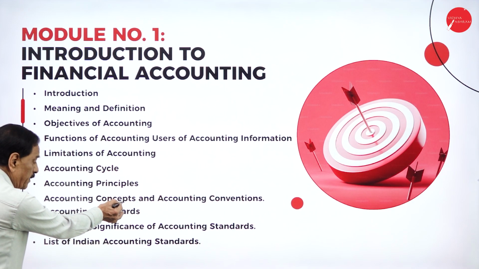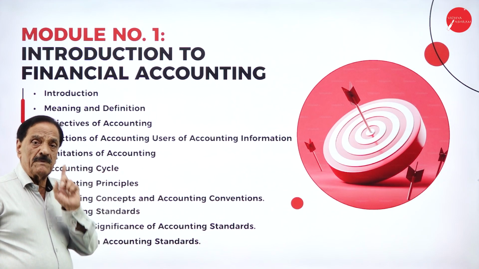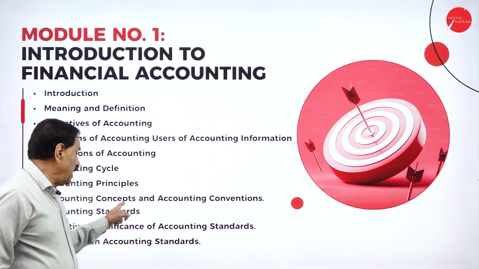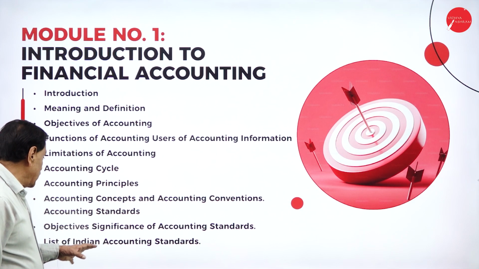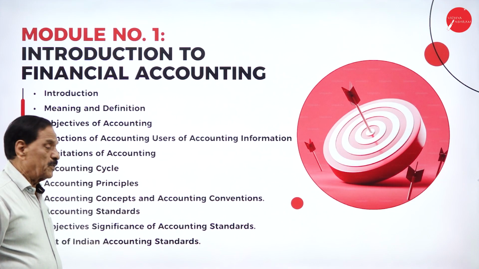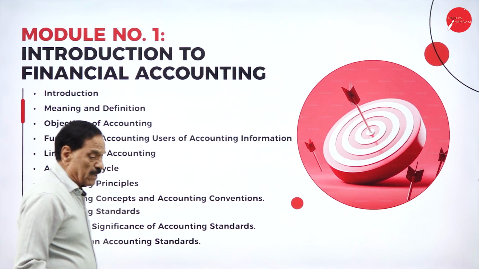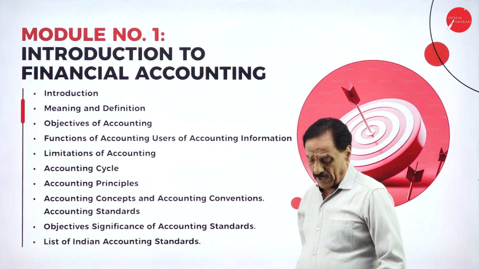We'll give the PDF notes for this. Concepts and convention explanation will be done in the classroom, and the PDF notes will be given. Accounting standard, what the accounting standards are, what their objectives are, what the significance of accounting standard is, and list of accounting standards. At least a minimum of 10 we have to write.